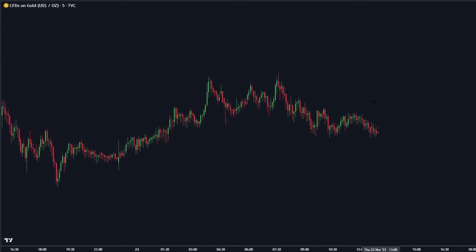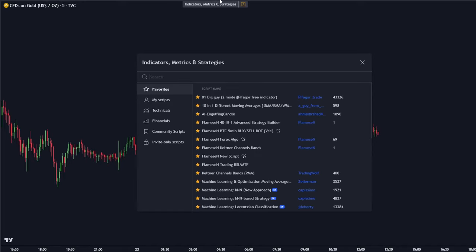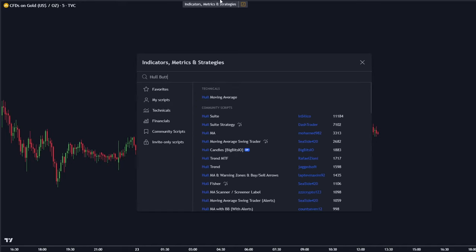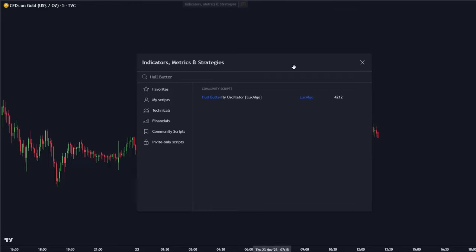So, to install this indicator on your chart, log in to your TradingView account and open any market. Currently, I am viewing the gold price chart on the 5-minute time frame. Open the indicators tab and search for Hull Butterfly Oscillator, and it's this one here, created by Lux Algo.